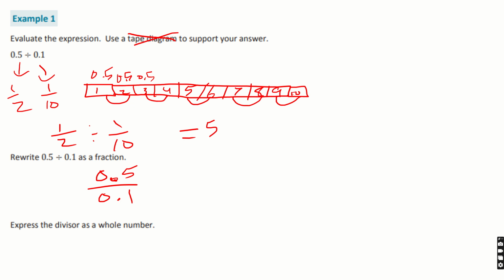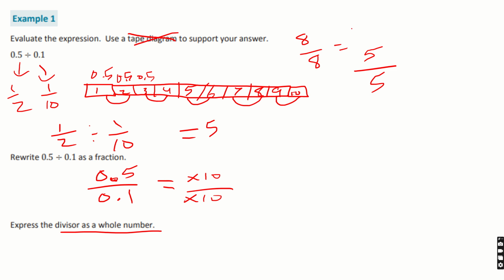And then the problem says to express the divisor as a whole number. So what we're doing is changing these into whole numbers. Well, if we look at this, this is the same thing as if I were to multiply the top by 10 and multiply the bottom by 10. Anytime that I multiply something by one number over itself, like 5 divided by 5, or 8 over 8, all of these still equal 1, because 8 divided by 8 is 1. Remember, that line in math means divide. 5 divided by 5 is 1. So 10 divided by 10 is still 1.